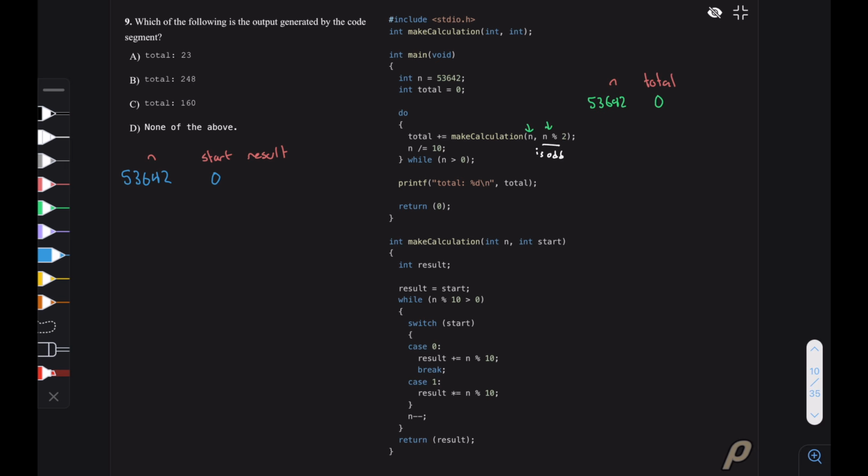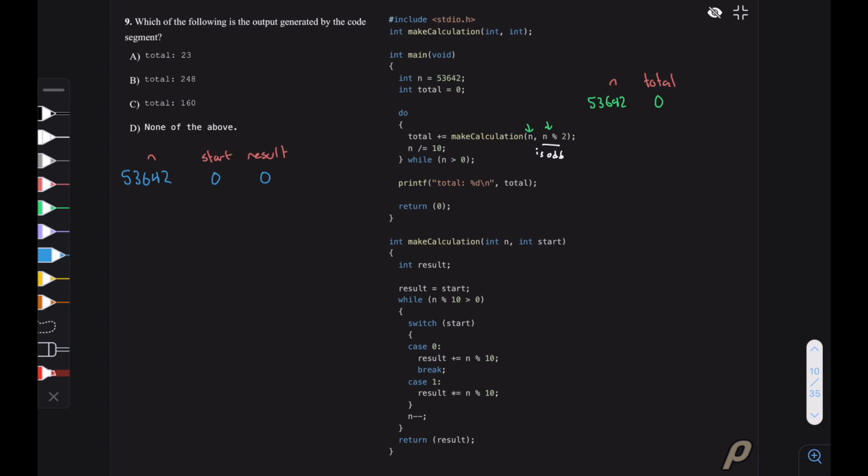So then what is this function down here doing exactly? The first thing we do is we set result equal to start. So our result starts with 0. And we're saying while n mod 10 is greater than 0, so basically while the last digit is greater than 0, or while it's not 0, then we enter this switch statement with our start value, and then do some different changes to it. So let's just jump right through.